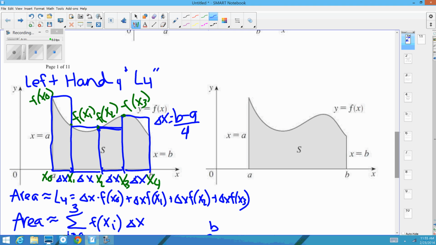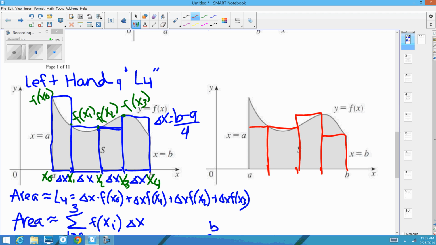All right, and now I'm going to just show you some other things. I did left hand rectangles. I'm going to show you right hand. So this time you come up from the right hand side and use that function point. All right, so about here and here.